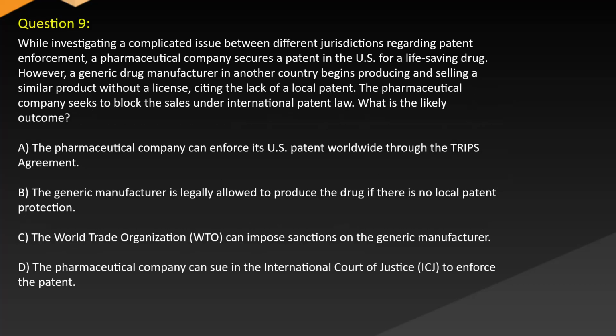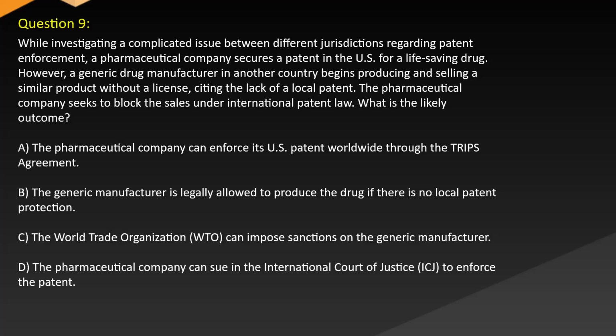ownership. Question 9. While investigating a complicated issue between different jurisdictions regarding patent enforcement, a pharmaceutical company secures a patent in the US for a life-saving drug. However, a generic drug manufacturer in another country begins producing and selling a similar product without a license. Citing the lack of a local patent, the pharmaceutical company seeks to block the sales under international patent law. What is the likely outcome?